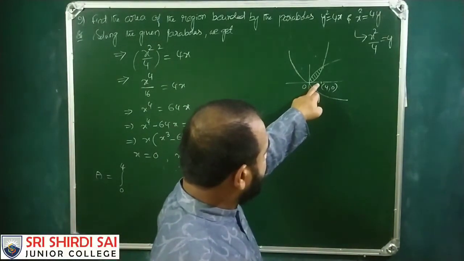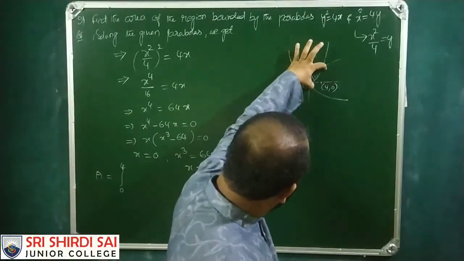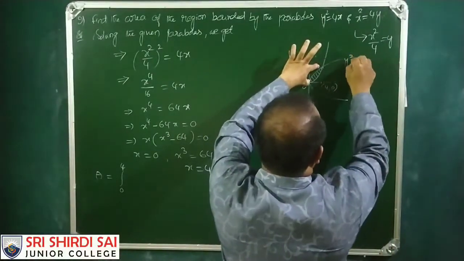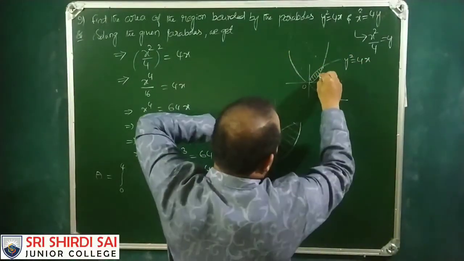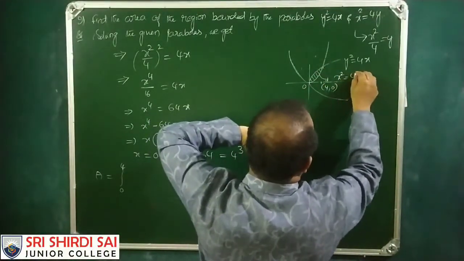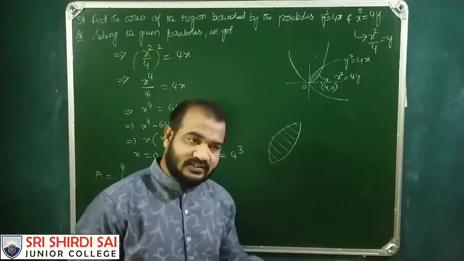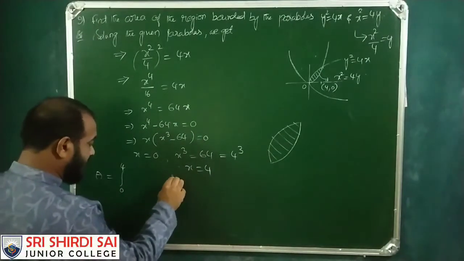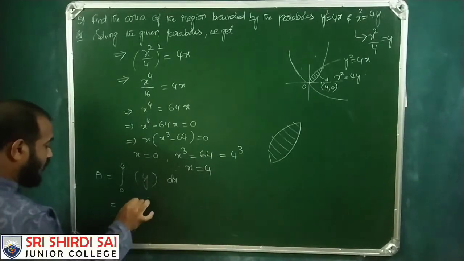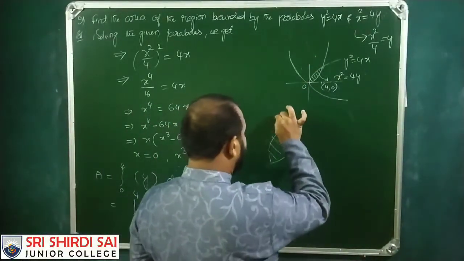Taking x as the basis, so actually this is the upper curve and this is the lower curve. So what is this curve? This curve is y square equals 4x and this curve is x square equals 4y. So 0 to 4 are the x values. So here, if it is dx, y dx I will take. So 0 to 4, here this is y square equals 4x.